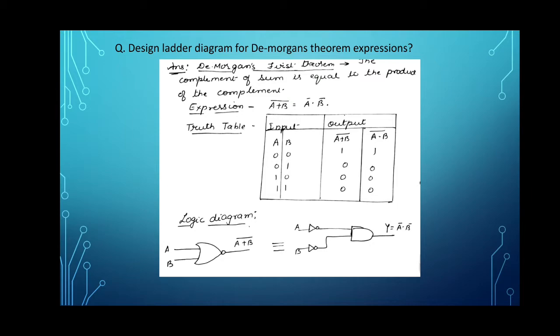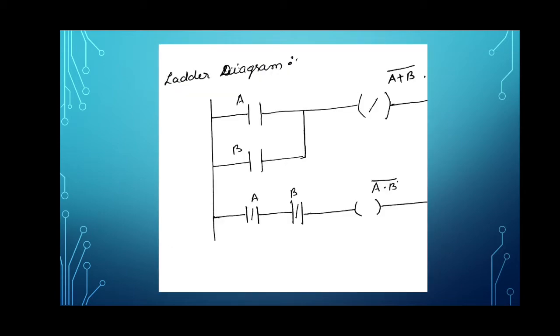That expression we have written in the form of A and B. The complement of sum is equal to product of complement. So, we have written the truth table also and the logical diagram. These questions are asked for 5 marks. Then this De Morgan's first theorem is expressed in the form of a ladder diagram.